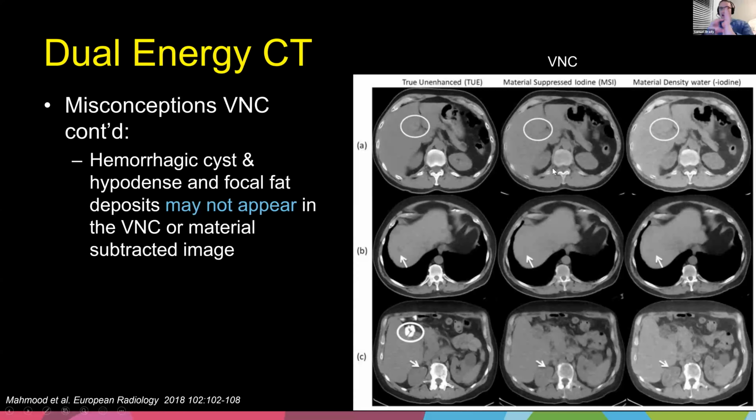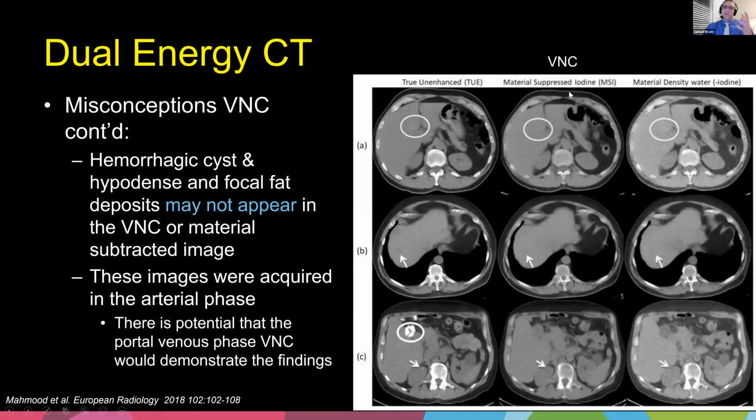So it's not always perfectly true that you can just subtract. When you subtract out the iodine, you're also fundamentally changing the way the image looks when you reconstruct it. Now, the one caveat, and they mentioned this in their publication, was that when they acquired the dual energy images and did the virtual non-contrast, they acquired it in an arterial phase. Other people have published that potentially, had they done a portal venous phase and then subtracted the iodine, these hypodense lesions and the hemorrhagic cyst might appear.